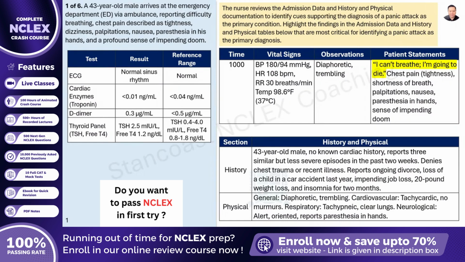"I can't breathe, I'm going to die." This is a statement that is very important for you to capture, because this includes both physical distress and emotional psychological fear, which align with DSM-5 criteria for a panic attack. Now remember that patients often describe panic attacks in very dramatic terms. And this sense of impending doom is actually a recognized hallmark of these episodes.